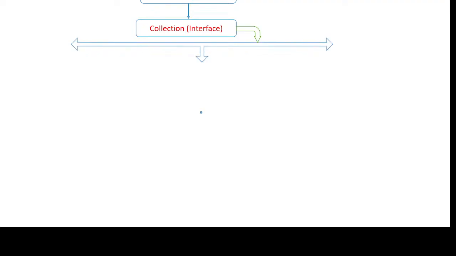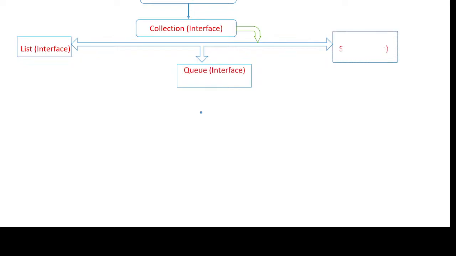So let me do it again. Iterable is one interface, and Collection extends it. Clear? In Java, between interfaces we cannot use implements; we have to simply use the extends keyword. After that, it has some subinterfaces. One is List, one is Queue, one is Set. We will talk about only List today.